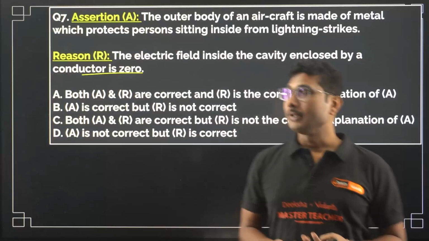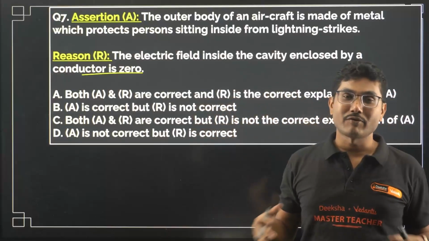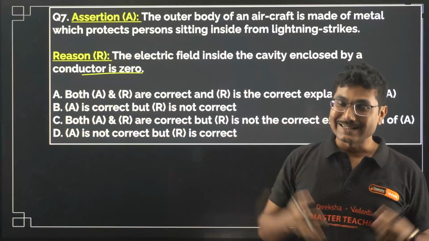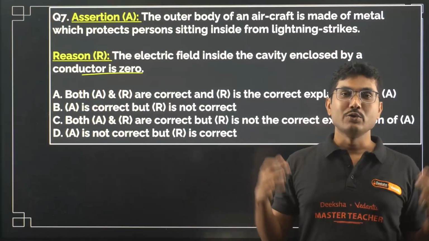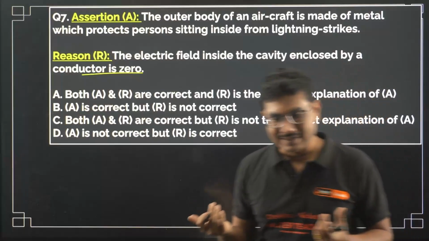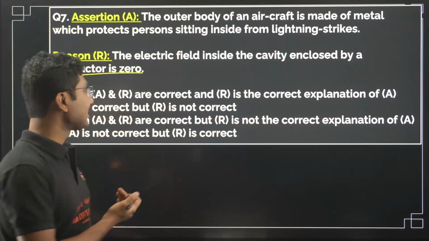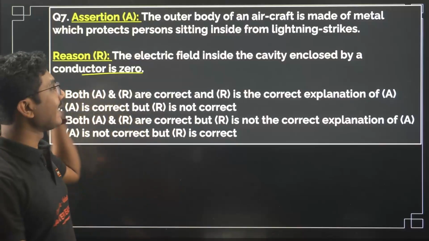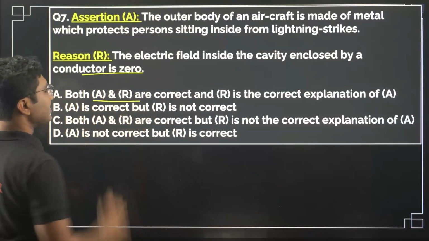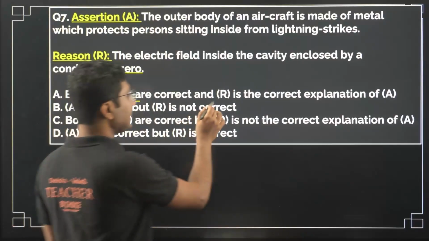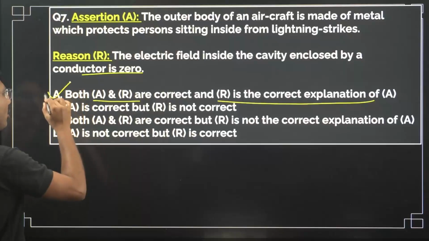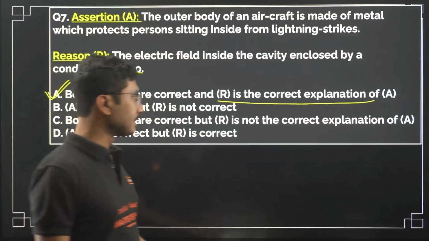Why so? Because the aircraft is made from metal, a conductor. So because you are sitting inside that hollow conductor, you are basically shielded from outside electrical interferences, right? So that's why you will not get any electrocution inside. So both assertion and reason are correct, and reason is the correct explanation of assertion. So option A is correct in this case.